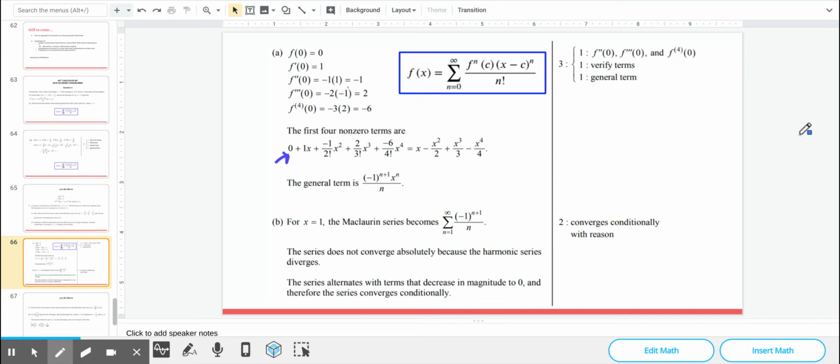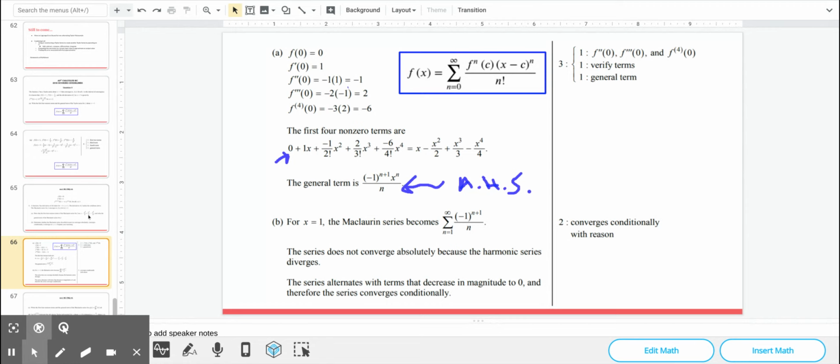Hopefully you recognize this. This is a very important series for us. This is the alternating harmonic series, and that comes into play for the next question big time. All right, so that's the alternating harmonic.